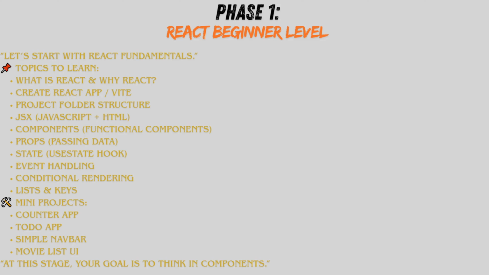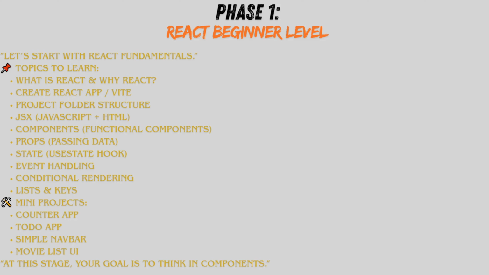Mini projects: what will we build at the beginning level? The mini projects are a counter, where on button click the counter increases and decreases. All these things are mini projects at the beginning level. We will make these utility apps, basic operations you perform. A to-do app, a simple navbar, how a navbar is created. A movie list UI: there is a list of movies and you want to render it, so how can you render it? These mini projects will cover your basic phase 1 concepts.